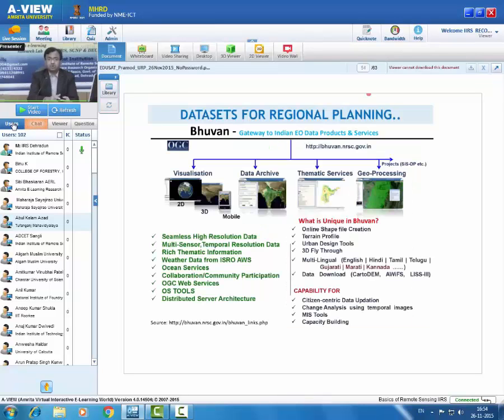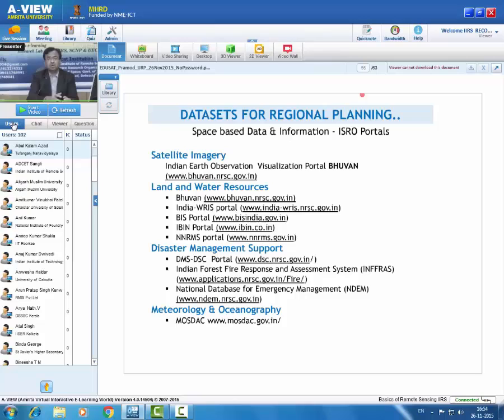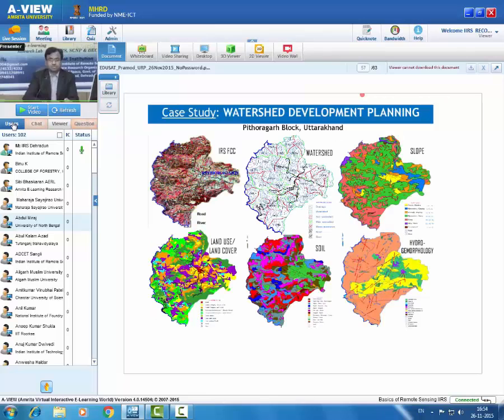Now, when you look at this program, we have this Bhuvan portal, which has high resolution satellite data and various other kinds of data, which is also helpful in regional planning. So this shows the portal for the Bhuvan Panchayat where the outputs from the SIS-DP project are going to reside and be disseminated to the common citizen. We have other data for regional planning, and this data will be from Bhuvan or other web portals offered by the Indian Space Research Organization or other institutions.